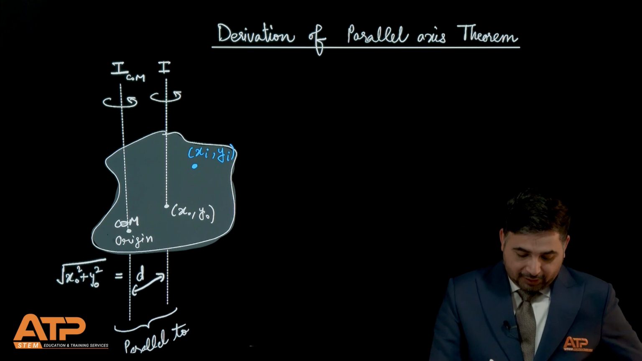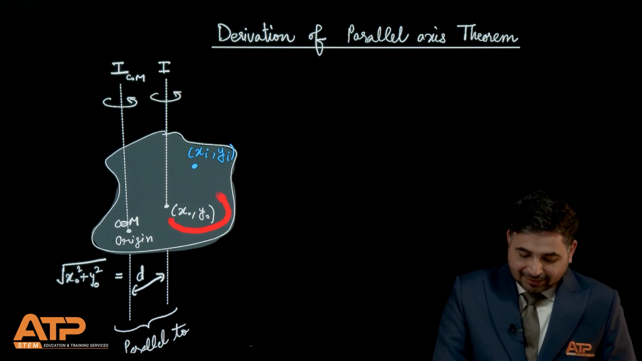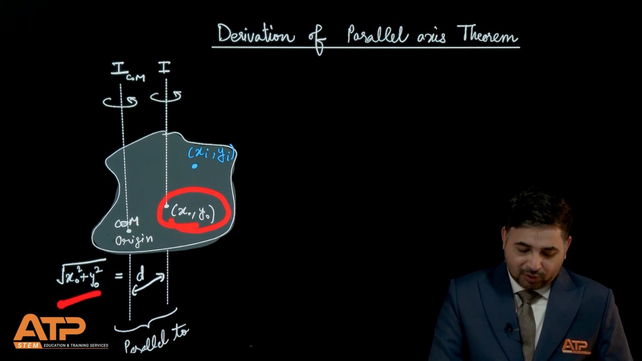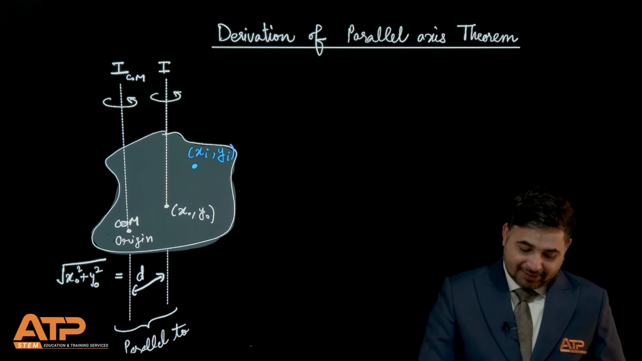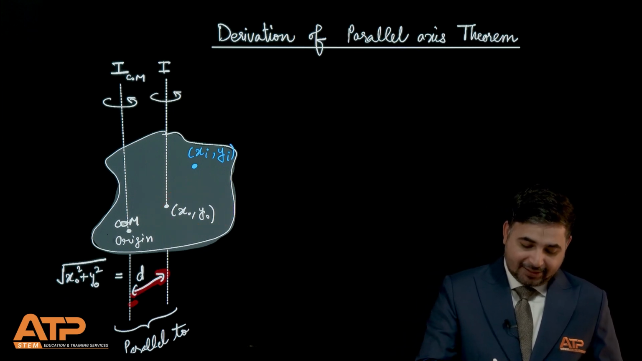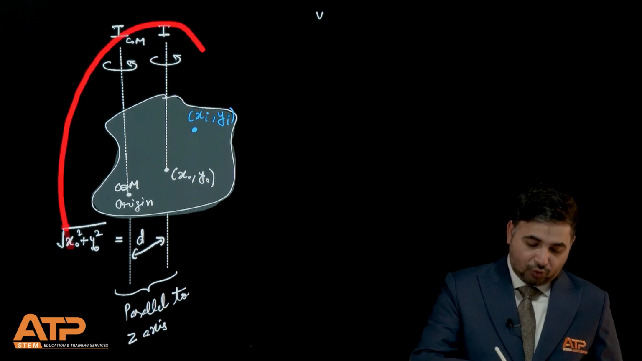Okay. So here, what will be the distance of x0, y0? That distance will be root of x naught square plus y naught square, which is our distance d. D is the distance between these two axes.